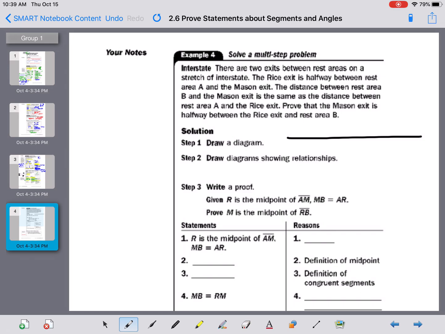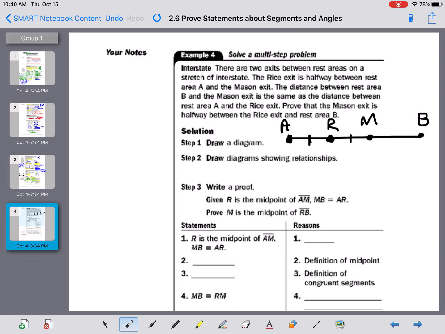Two exits between rest areas on the stretch of highway. So I have rest area A and rest area B. Okay, so I have two rest areas and there are exits between them. The Rice exit is halfway between rest area A and the Mason exit. I need Rice somewhere. I need Mason somewhere. And I think that's all I'm working with, right? Rice is halfway between rest area A and the Mason exit. So this R is halfway between A and M.